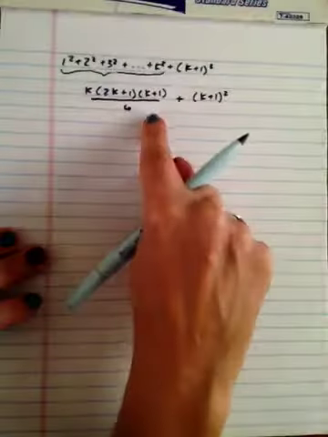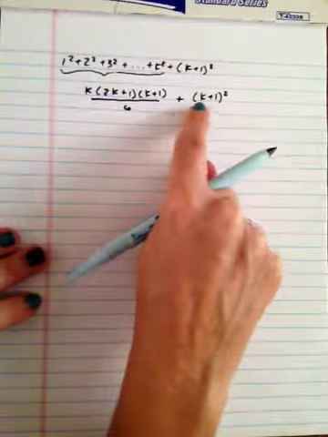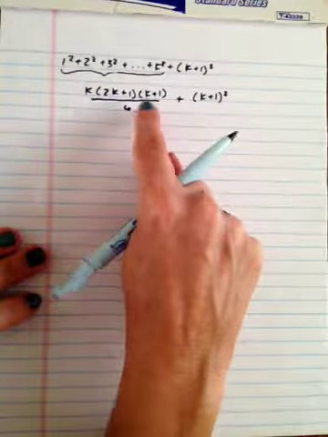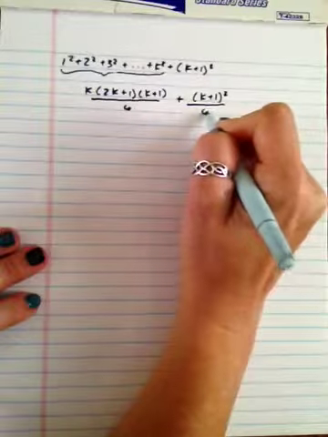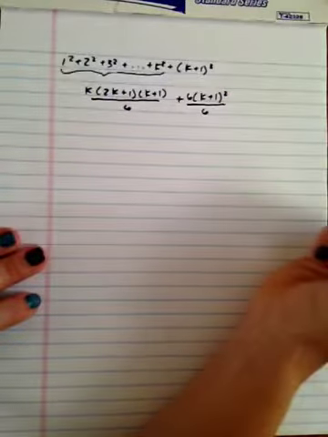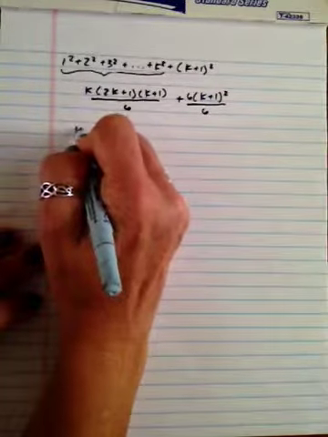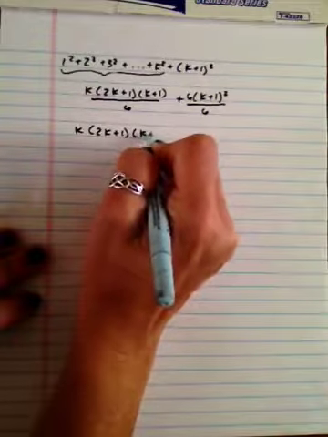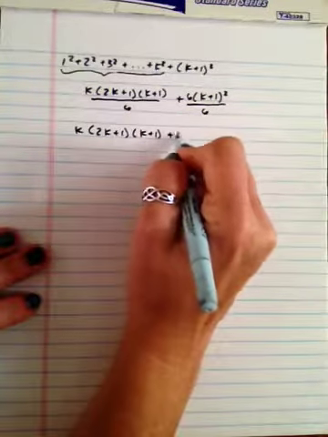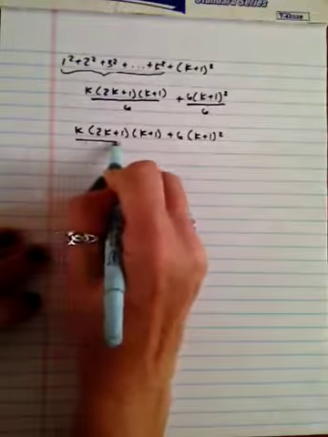Okay, so I've got two separate things. I know I need to get to one expression without the plus sign. So what I'm going to do is actually add the two fractions. So to get the common denominator, I'm going to multiply by 6 over 6. And then I'm going to write this as one fraction. So this is k times 2k plus 1 times k plus 1 plus 6 times k plus 1 squared all over 6.